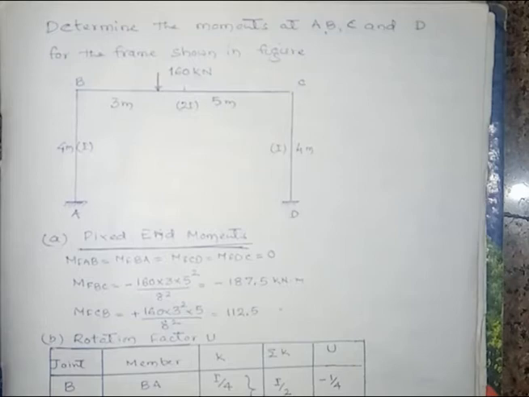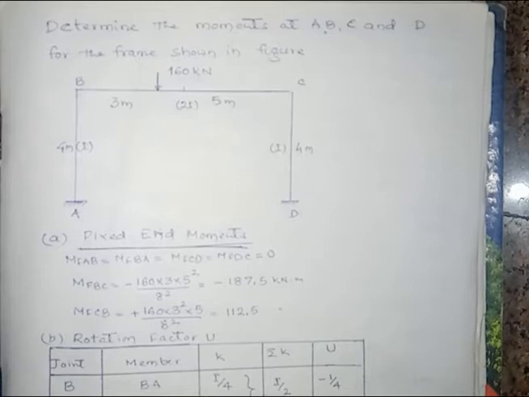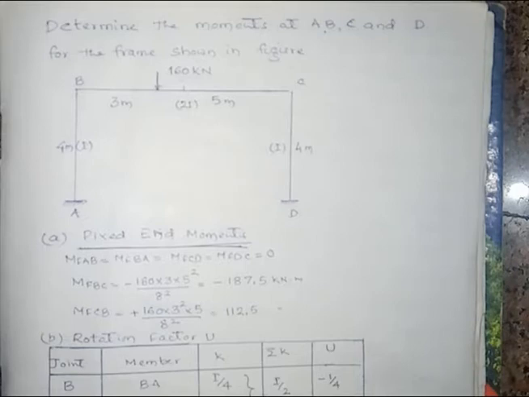Here A to B is 4 meter with moment of inertia I. B to C, the total length is 8 meter and is subjected to a point load at a distance of 3 meter from B and 5 meter from C with moment of inertia 2I. And C to D, the column is subjected to no loads and the height is 4 meter with moment of inertia I.